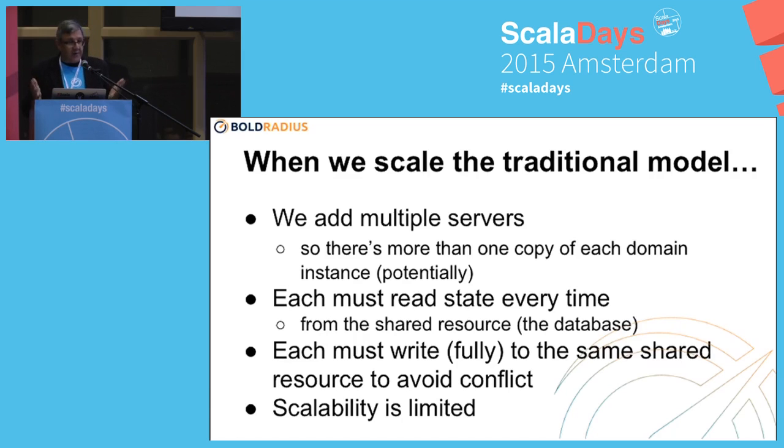So when we scale the traditional model, as I was just saying, you just clone the thing. You say, give me more of those instances, connect them together. Maybe you have some means of sharing in-memory state between them. But you can think of that logically like a database again. It just happens to be an in-memory database. Each instance must read that state every time for consistency.